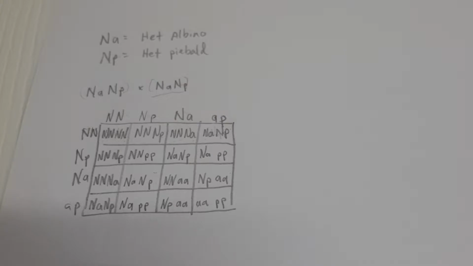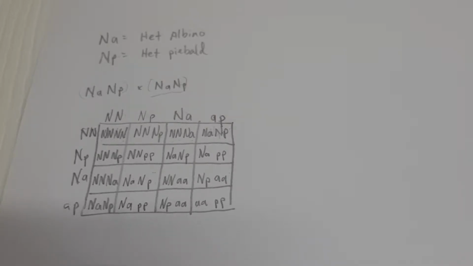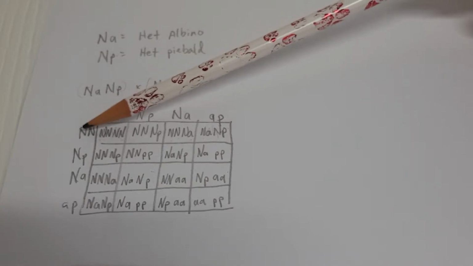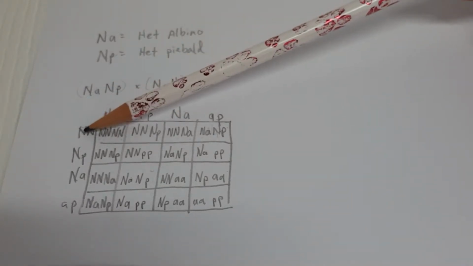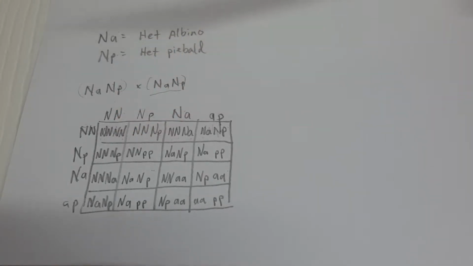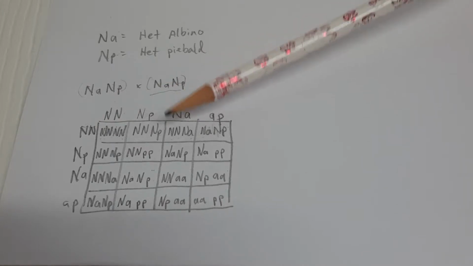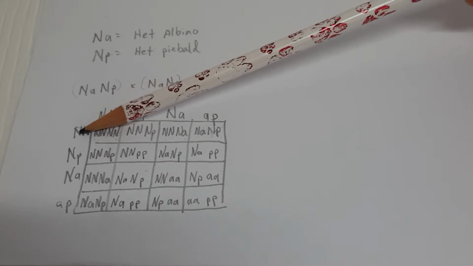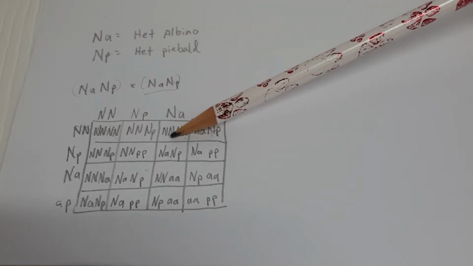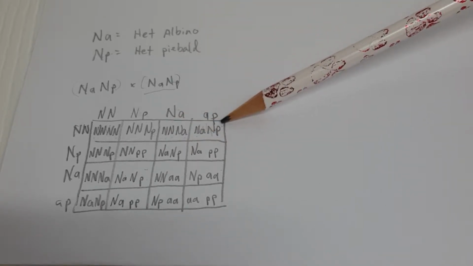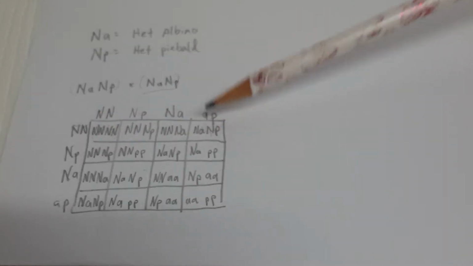Alright, so I've gone ahead and filled in the grid, but just so you guys know how to do it, I'm going to walk through filling out the first row. All we need to do is combine what's on the left with what's on the top. So here we have NN and NN. That's why inside the cell you see NN and NN. Then we have NN and NP, and inside the cell we have NN, NP. Now we have NN and NA, and as you can see, inside the cell is NN and NA. And then to fill out the last cell, we have NN and AP.